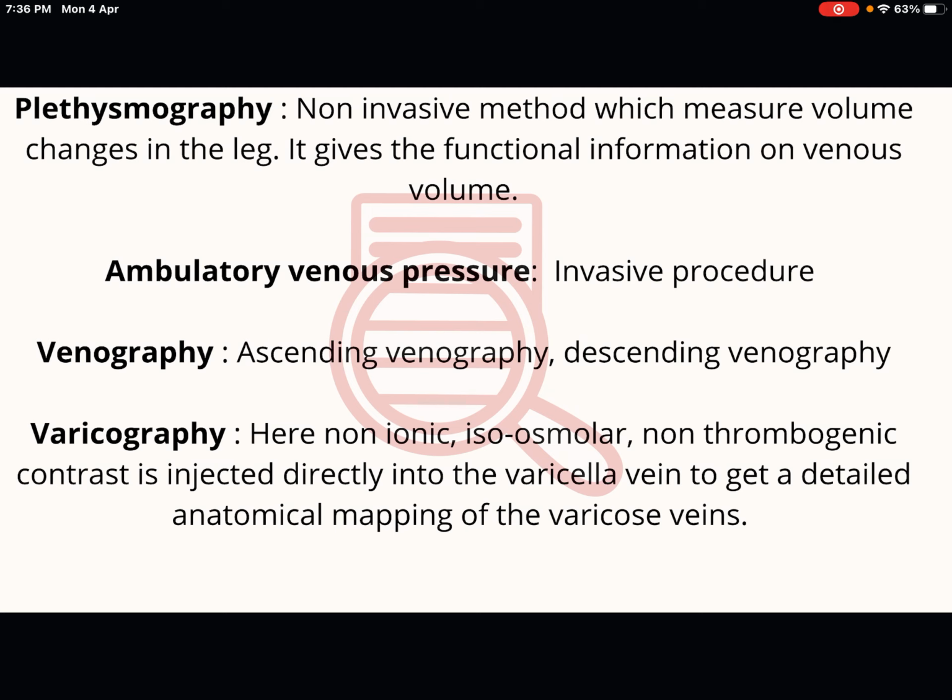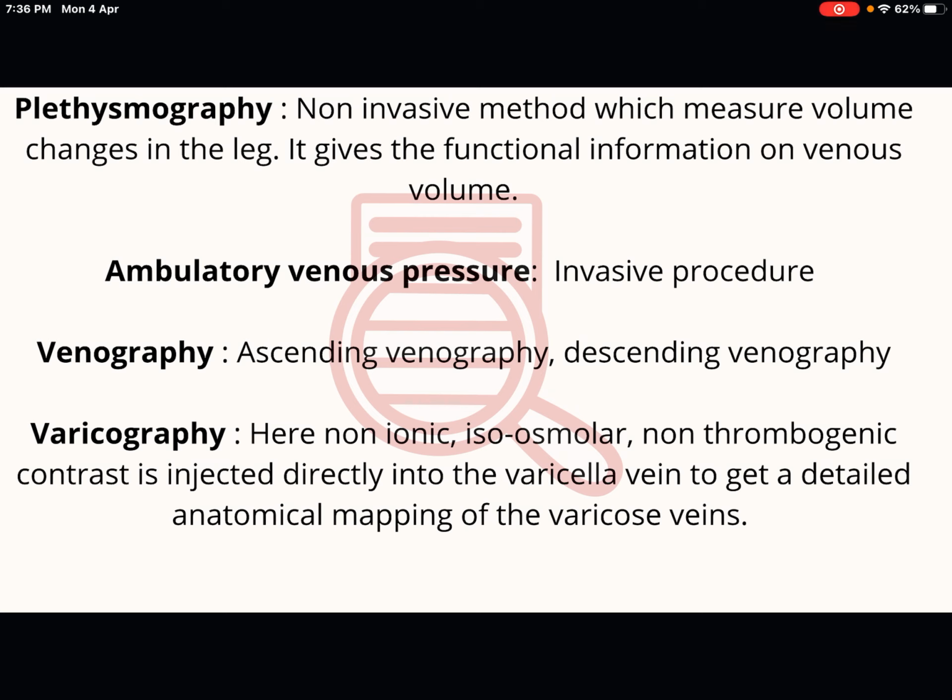What is venography? Ascending venography and descending venography we can do. Before the era of the duplex scan, ascending venography had very much importance. But now that the duplex scan is the investigation of choice, venography is not done that much. Then varicography. Here, non-ionic, iso-osmolar, non-thrombogenic contrast is injected directly into the varicose vein, to get a detailed anatomical mapping of the varicose vein.